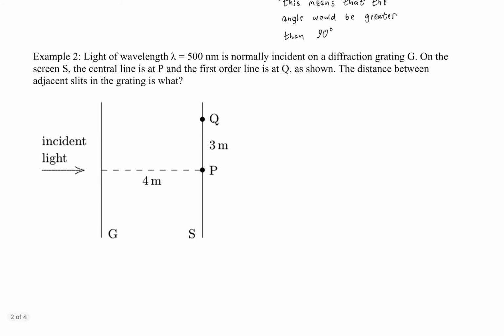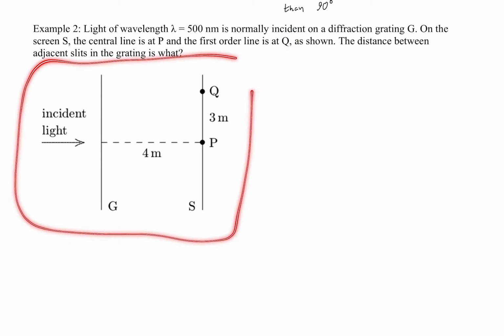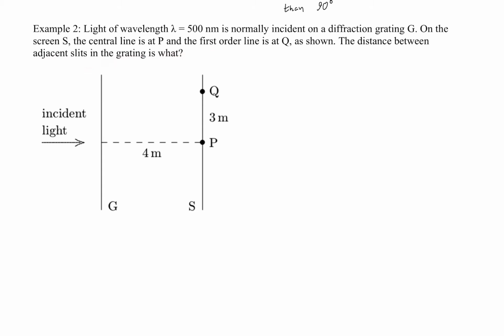So light of a wavelength of 500 nanometers is normally, so just, orthogonal, perpendicular to the surface, so normally incident on a diffraction grating G on the screen S. All right, the central line is at P, and the first order line is at Q. Right, just showing the locations, everything in the figure. All right, so the distance between adjacent slits in the grating is what? All right, so based on this information, what can we do?